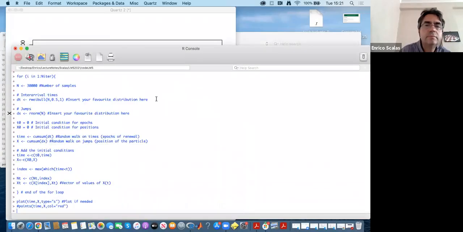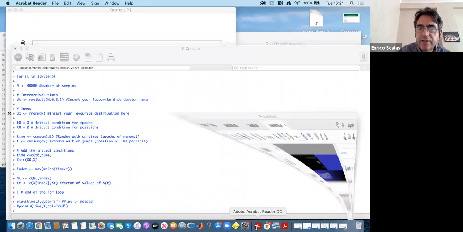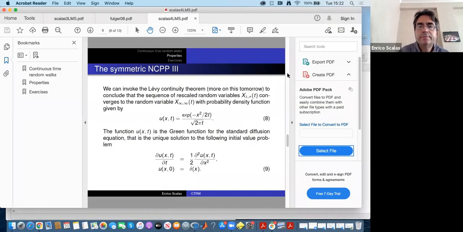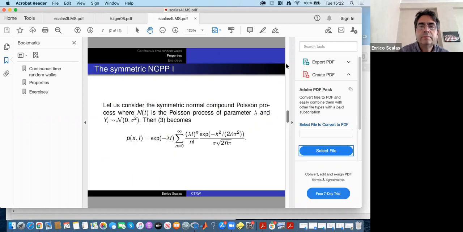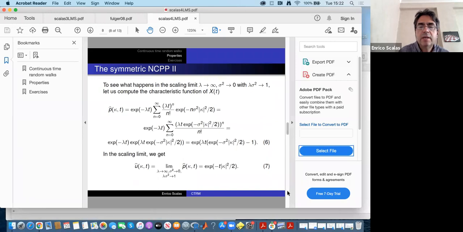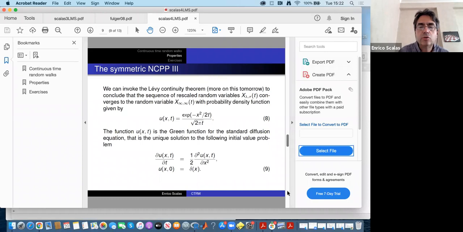Let me share the screen once more, illustrating the central limit theorem for this process. And then we will put this in connection to differential equations and then pseudo-differential equations. And then we will conclude. I stop sharing, and I am waiting for your comments or questions.